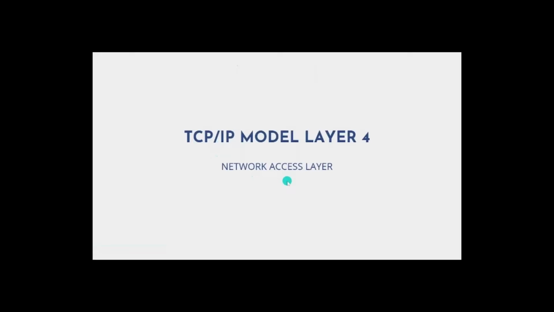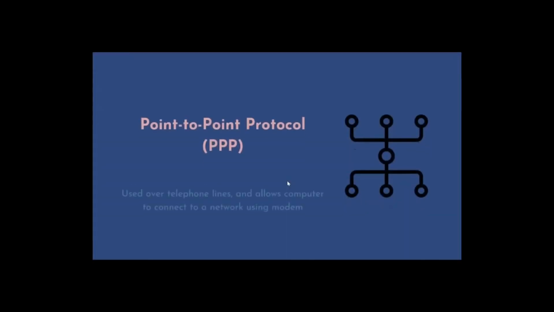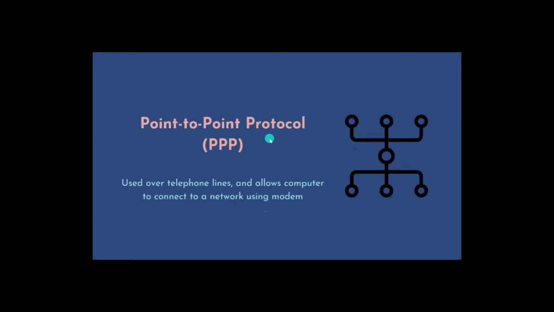Network access layer. The first protocol is Point-to-Point Protocol. Point-to-Point Protocol is used over a telephone line and allows a computer to connect to a network using a modem.